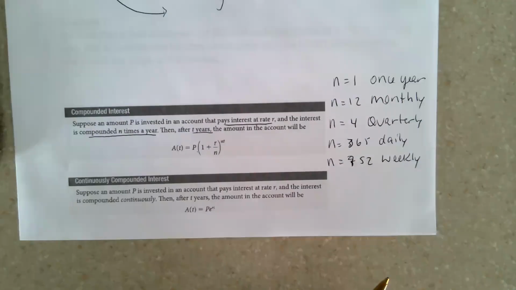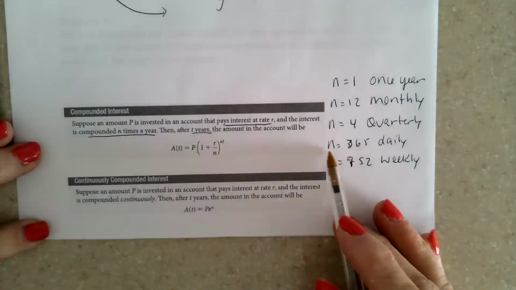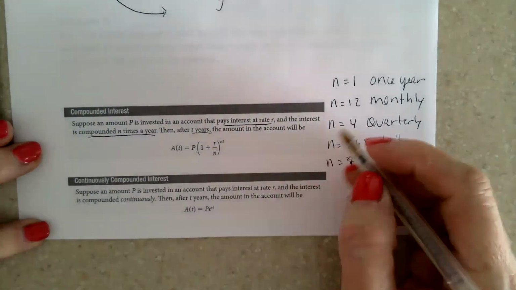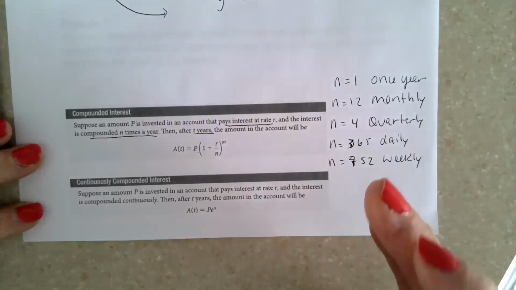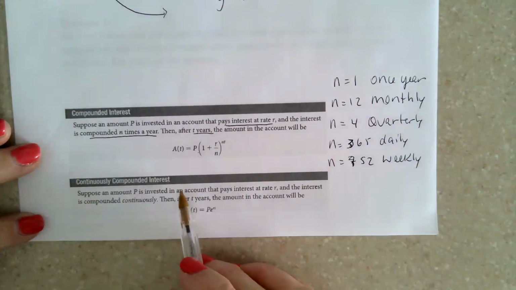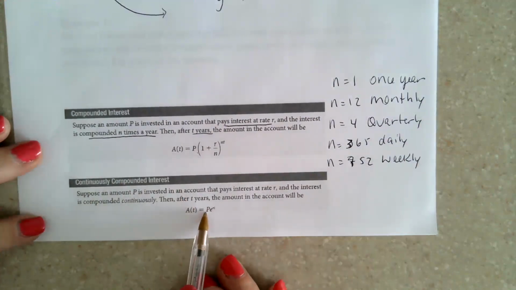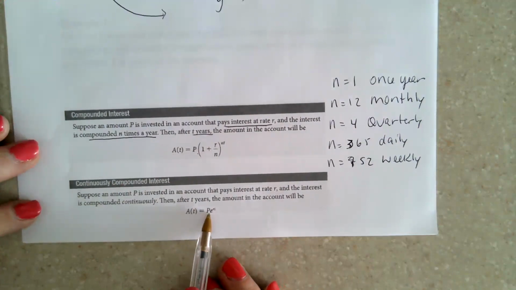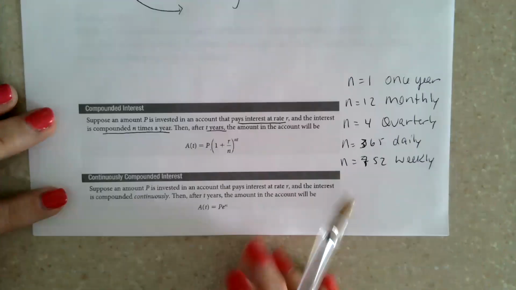And then sometimes it compounds continuously. If it went from N as 365 for daily and it just kept compounding even more, like hourly and then every minute and every second, that's called continuously compounded interest. And that formula is here. We use the P, which is the amount you're borrowing or lending, and then the natural number E that we talked about up here. It's used a lot in financial formulas.